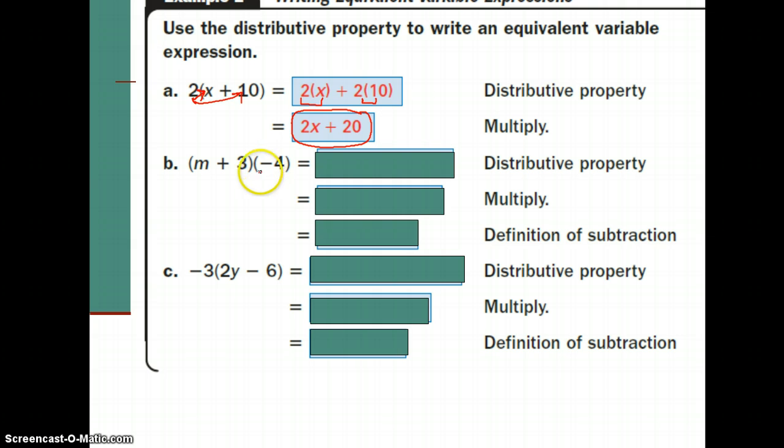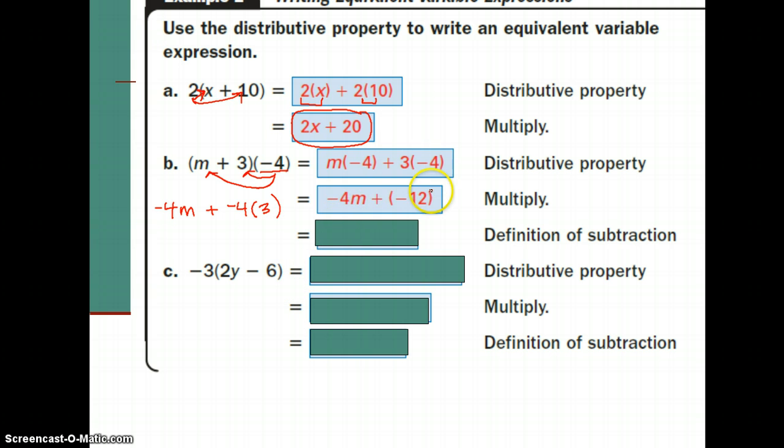Part B. Here is the number that we're multiplying, so that's what we are distributing or passing out. Negative 4 times m plus negative 4 times 3. And again, the order does not matter. You could have rewritten it with negative 4m plus negative 4 times 3. 3 times negative 4 is negative 12. And that's your answer. Don't worry about this part. I will accept that answer there.